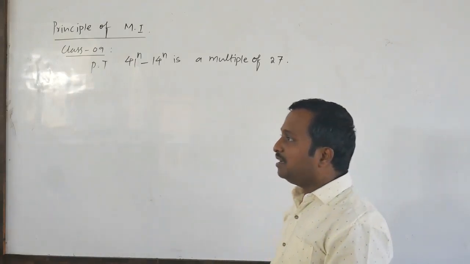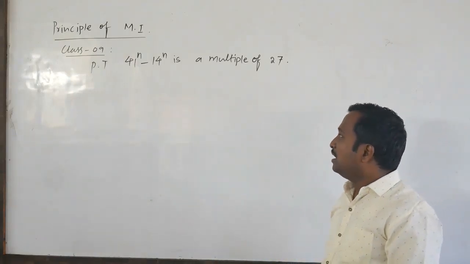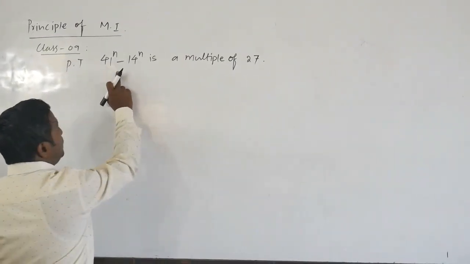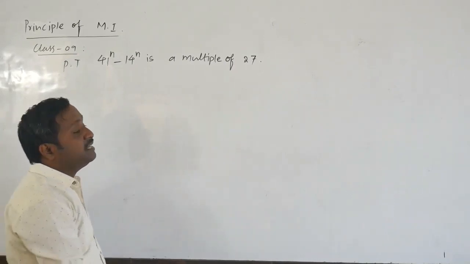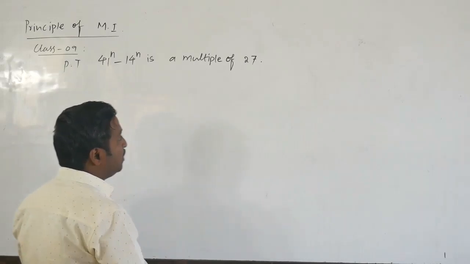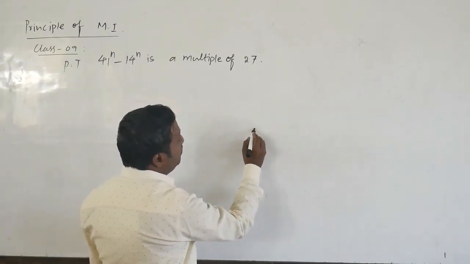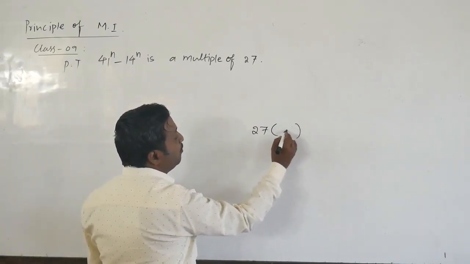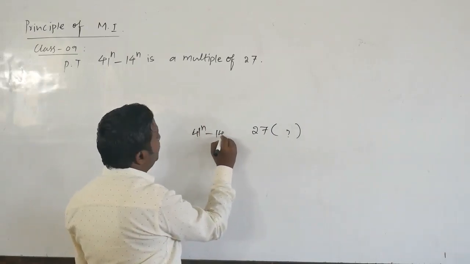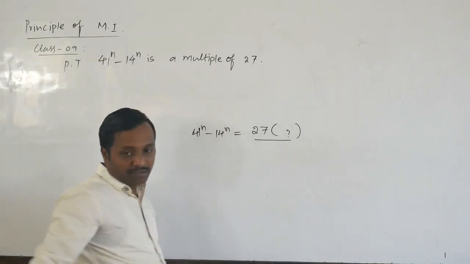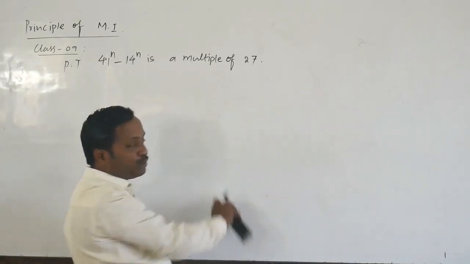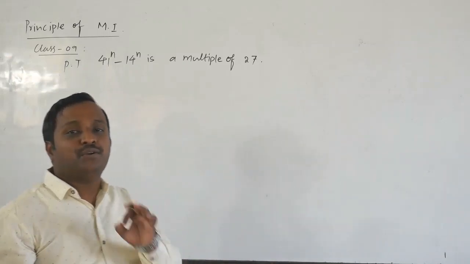We have given the idea in the last problem I discussed, and in the next question we have to show that 41 raised to n minus 14 raised to n is a multiple of 27. A multiple of 27 means it is divisible by 27. So 41 raised to n minus 14 raised to n is equal to 27 into some number. So this is a multiple of 27, or divisible by 27.